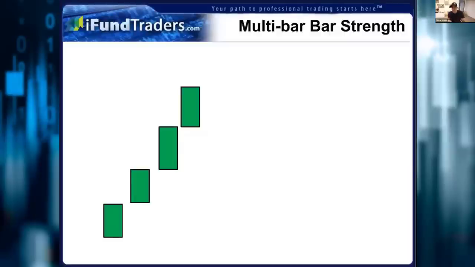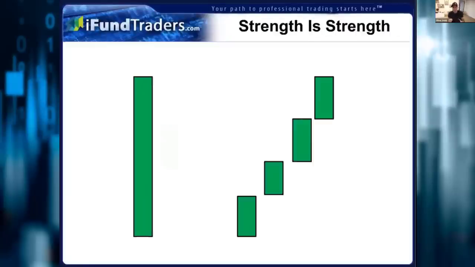In truth, there is very little difference between the two. In fact, you can look at the multiple bar strength move as just being a more gradual form of the powerful, abrupt one bar move, but they accomplish the same thing.